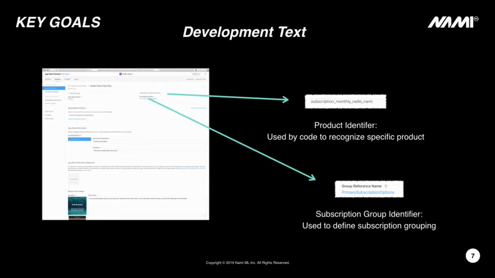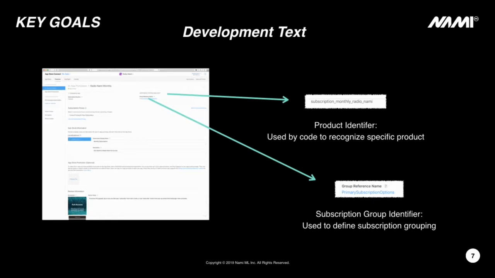For subscriptions in particular, there's also a group identifier, and this is an identifier that basically acts like a radio button for subscriptions. Generally, if you're going to offer subscriptions, you're going to offer a few different ranges, like a weekly one, a monthly one, and a yearly one at different price points. And this acts to group those together so that they act as one product, basically, for people who purchase.